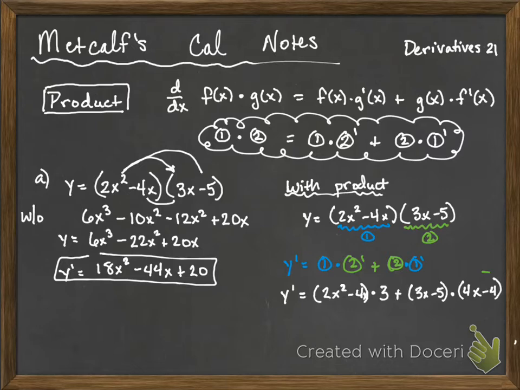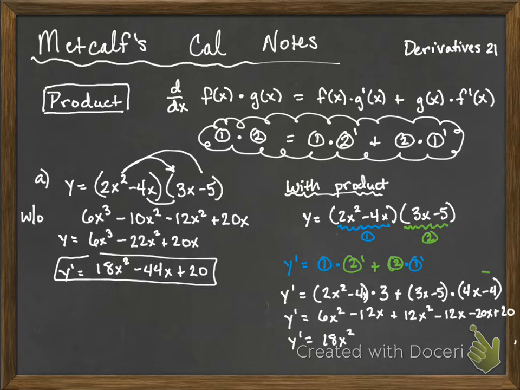So the product rule gives us something a little bit different. That's 6x squared, minus 12x, and then plus we have to actually FOIL this out. This is 12x squared minus 12x minus 20x plus 20. Then let's see what happens when we simplify and do all this algebra. 6x squared plus 12x squared is an 18x squared.